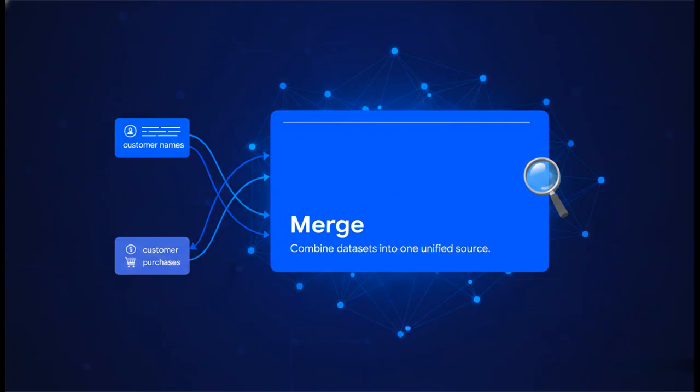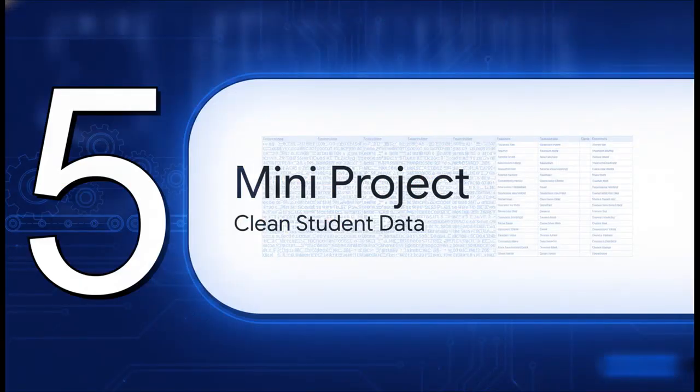But what if your data lives in two completely different places? That is where Merge steps in. Merging is exactly what it sounds like. The process of combining multiple datasets into one unified, comprehensive source. You might have customer names in one file and their purchases in another. Merging connects those disparate datasets based on a common key, building this single, powerful engine of information for the AI to train on.